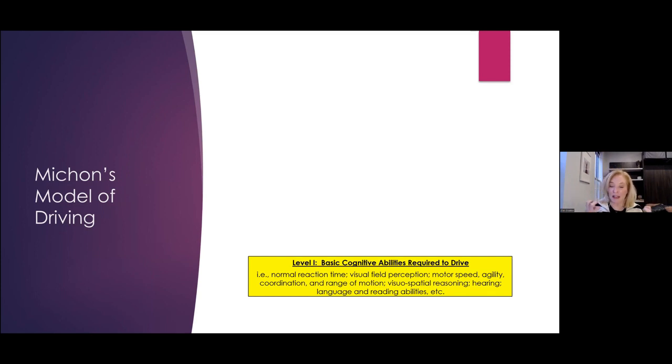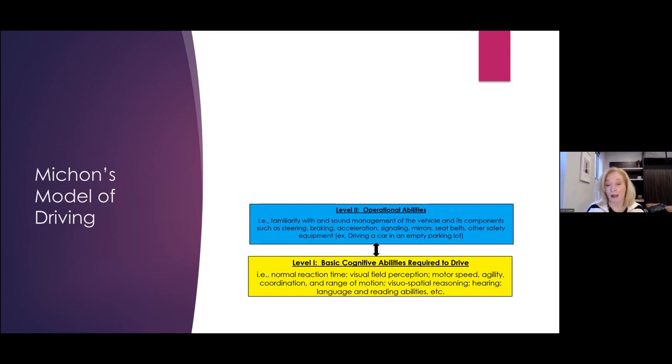But let's just think about this. Level 1: what are the basic cognitive abilities required to drive? You need normal reaction time. You've got to be able to see, of course, visual perception. You need motor speed, agility. You've got to be coordinated. You've got to be able to hear, or at least be accommodated for that. Language and reading abilities are also necessary, or again, you need to become accommodated for that.